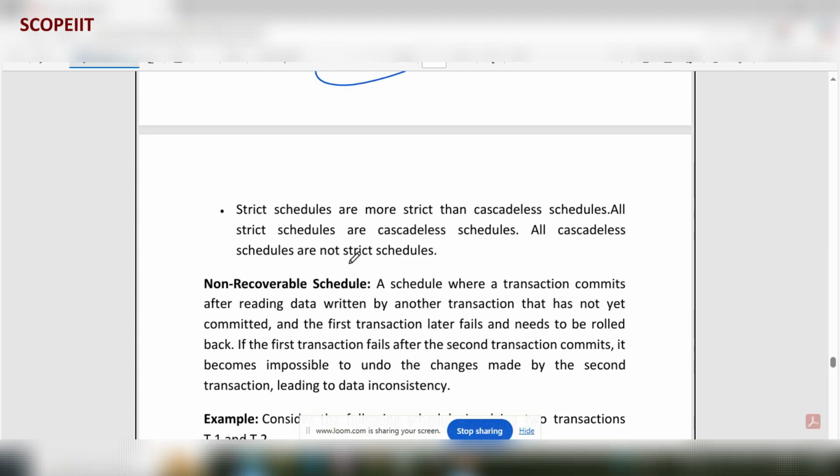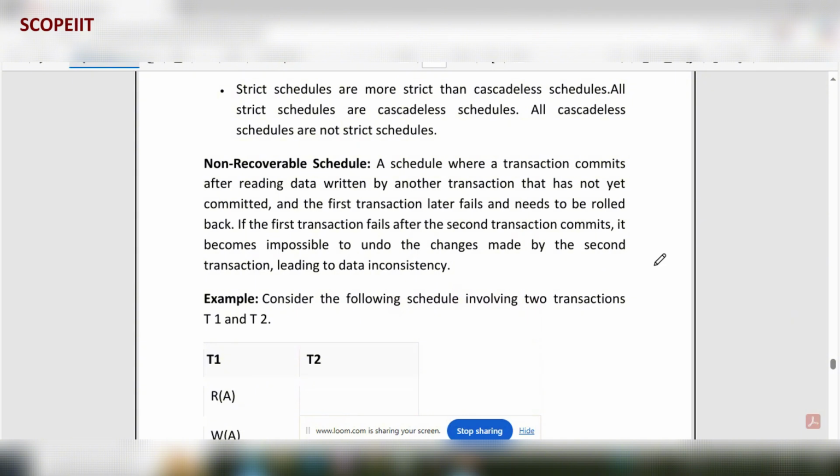Okay. Next is non-recoverable schedule. That all was recoverable schedule, that means we can recover the data, right? And there are three types of recoverable: cascading, cascadeless, and strict. Next is a non-recoverable schedule. So it is a schedule where a transaction commits after reading data written by another transaction that has not yet committed, and the first transaction later fails and needs to be rolled back. So if the first transaction fails after the second transaction commits, it becomes impossible to undo the changes made by the second transaction. I'll explain with an example.